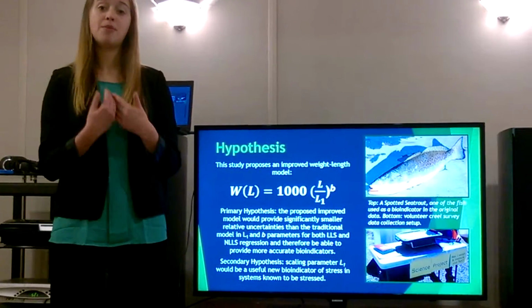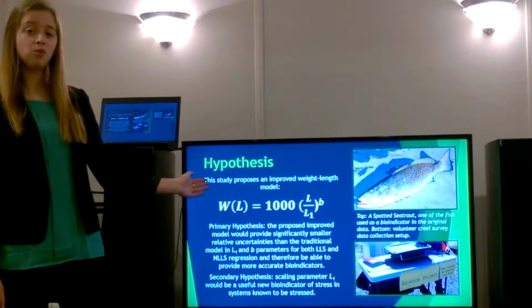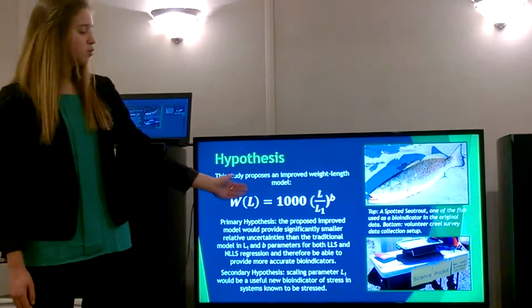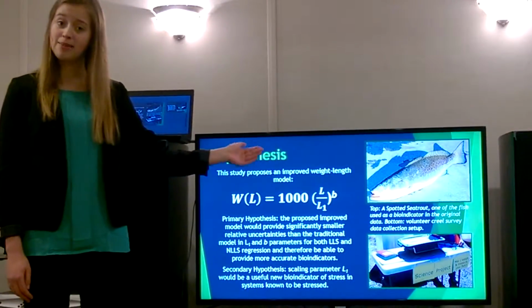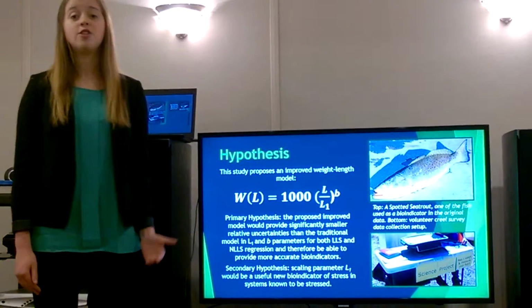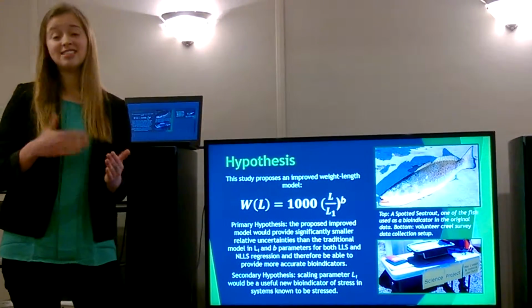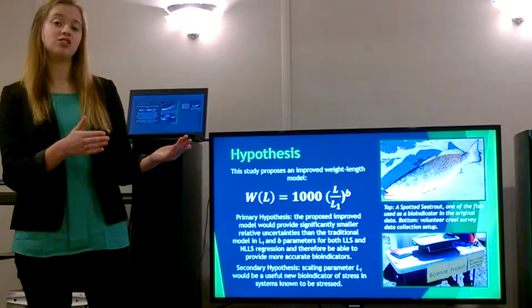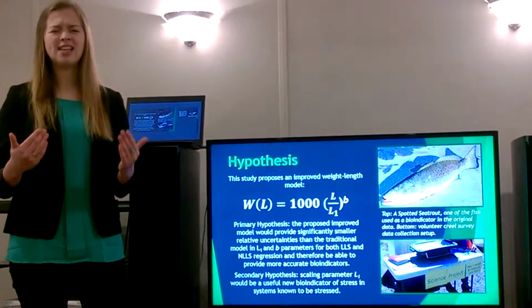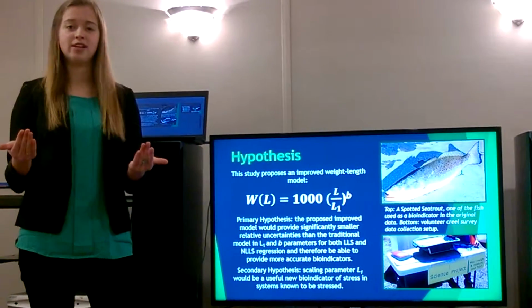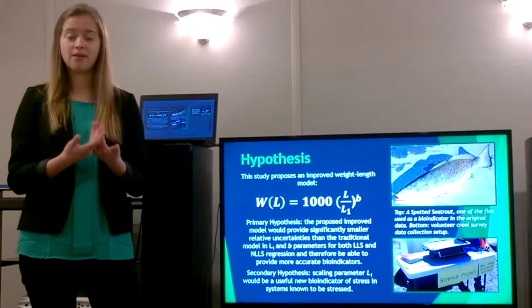So this study proposed an improved model. Weight in terms of length. So the healthy weight of a fish of length L is equal to 1,000 times length over L1 to the B. So instead of multiplying by A, I divide by L1. The cool thing is, L1 now has a real physical meaning. L1 is the length of a healthy fish that weighs 1,000 grams or a kilogram. This concrete meaning makes it easier to catch errors because L1 should be about 450 millimeters. And if it's really far from that, you should double check your results to make sure you don't cause hazardous errors.